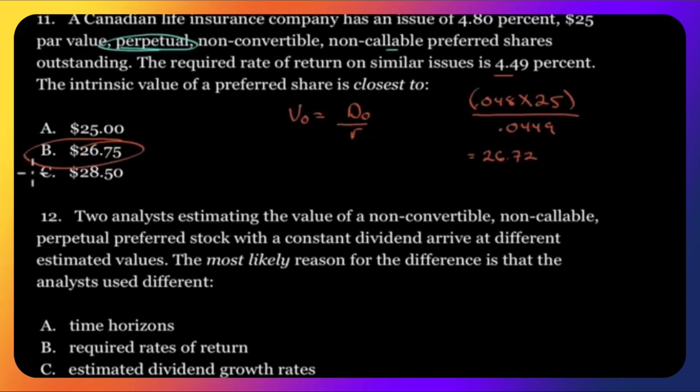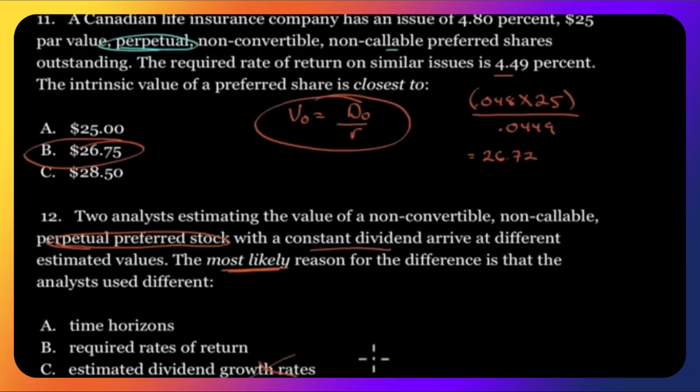12. Two analysts estimating the value of a non-convertible, non-callable, perpetual preferred stock, so I have a perpetuity with a constant dividend, arrive at different estimated values. The most likely reason for the difference is that the analysts use different, well, here is our formula again. Different time horizons, different required rates of return, or estimated dividend growth rates. Well, it has a constant dividend. It has no growth rate. You can eliminate that. It is a perpetuity. You can't use a different time frame. You can eliminate that.